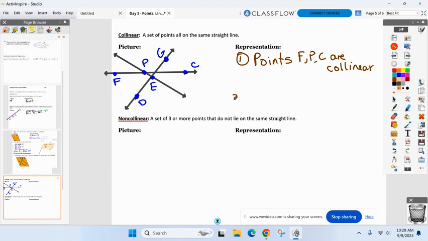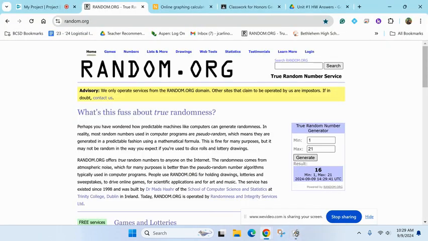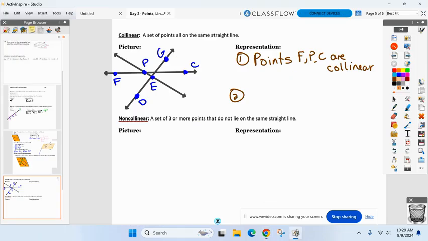Oh, I want more though. We're in honors. I want more. Give me another set of 3 points that look collinear up here. Tess: Points G and D. Thank you. Perfect. Any questions about collinear? Points on the same line.